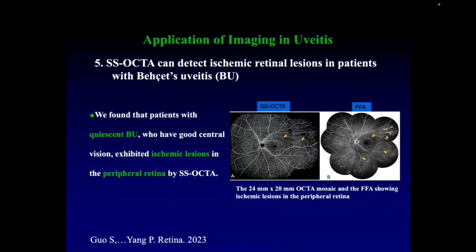SS-OCTA can detect ischemic retinal lesions in patients with Behçet's uveitis. We found that patients with quiescent Behçet's uveitis who had good central vision exhibit ischemic lesions in the peripheral retina by SS-OCTA.